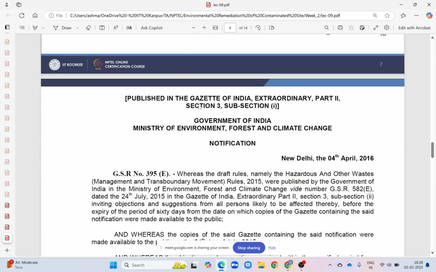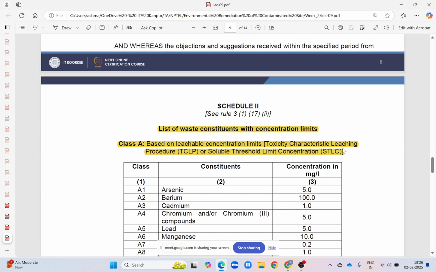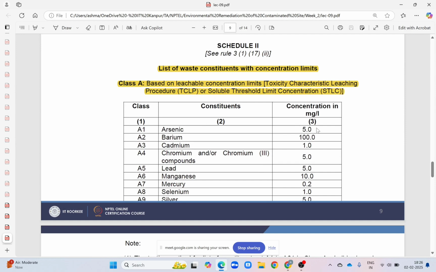Then we have seen the Hazardous Waste Management Rules 2016, in which we have seen the TCLP test, that is the toxicity characteristic leaching procedure test. Here limits for various pollutants are given. Say for arsenic, after the TCLP test, the concentration of arsenic in the extractant solution should not be more than 5 milligrams per liter. And if the concentration of arsenic is more than 5 milligrams per liter, then that particular waste is hazardous, and it needs to be disposed of as per the hazardous management rules.